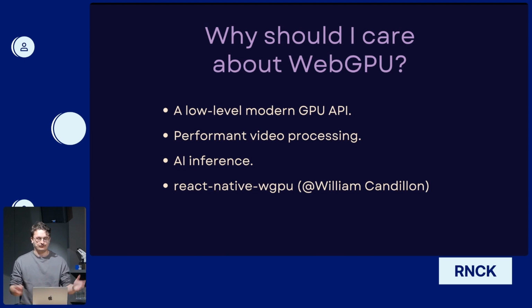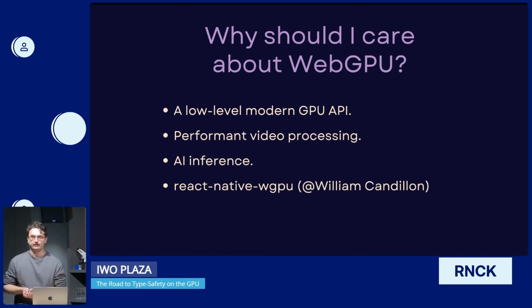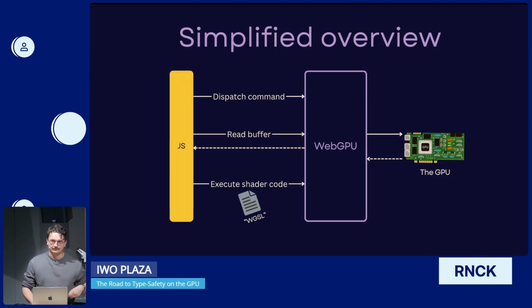So why should you care about WebGPU? Well, recently it became available for React Native, so right now it's, I guess, truly cross-platform. You can use it on the web and React Native and Deno. I'm not sure about Node, but maybe. But we tried it on Deno and it worked pretty well. It's a pretty modern, low-level GPU API, which you can use for graphics as always, but you can also use it for general computing tasks. For example, performant video processing or AI inference. So I think it's a nice thing to have in your tool belt.